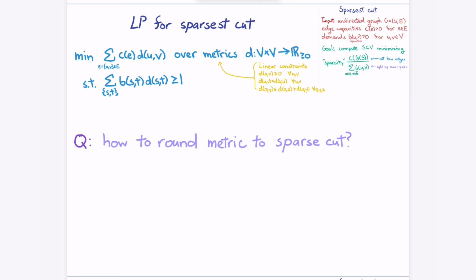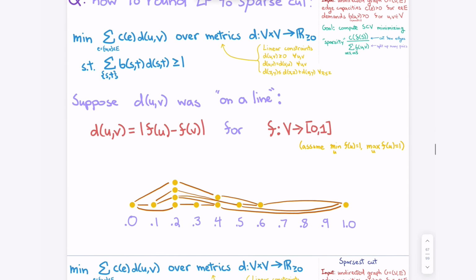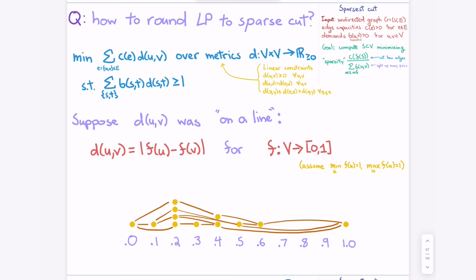And I think we're going to be okay. So, as a warm-up, suppose I told you that the metric was on the line. In general, the LP is just going to give us a generic metric. But suppose I promised you, for some reason, that d_uv was really induced by a line embedding. The distance is the distance between the vertices on the line. How could I round this?